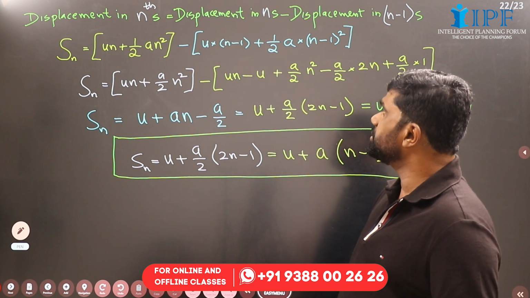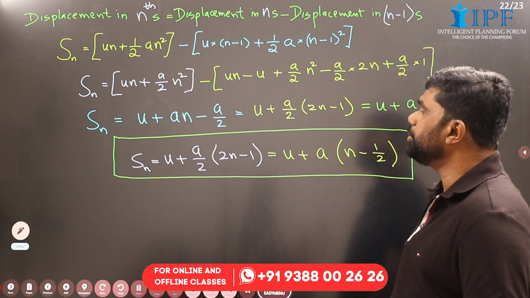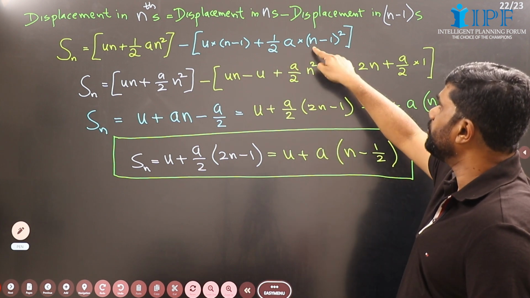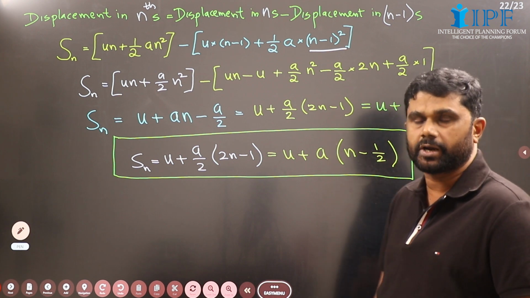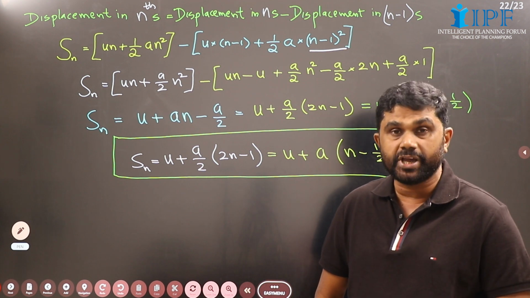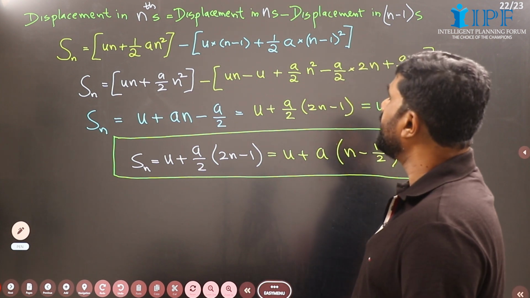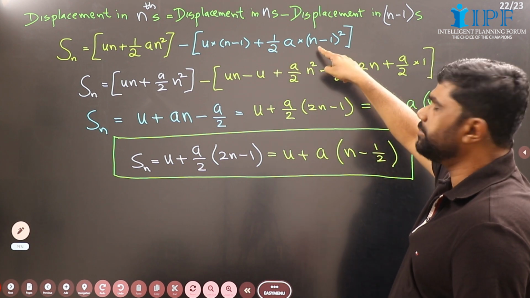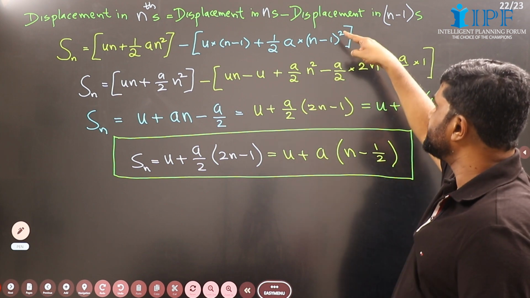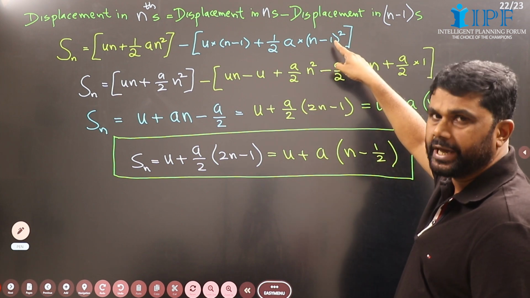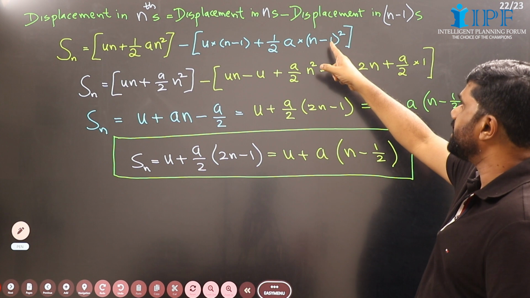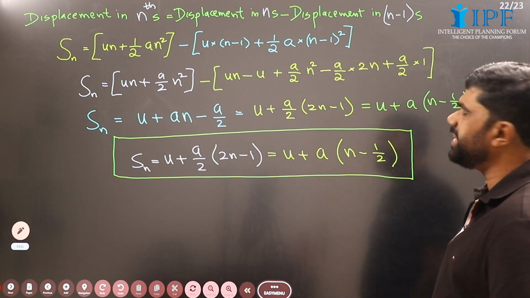Here you have to open this bracket. First will be u times n, un, then u times minus 1, which is minus u, then a by 2. What would be the expansion of n minus 1 whole square? You have to use the identity for a minus b whole square, a square minus 2ab plus b square. So the first term inside the bracket will be n square, so a by 2 into n square is a by 2 n square. Then the second term will be minus 2n, so a by 2 into minus 2n, that is minus a by 2 into 2n. And the last term will be plus 1, so a by 2 into plus 1 will be a by 2 only.